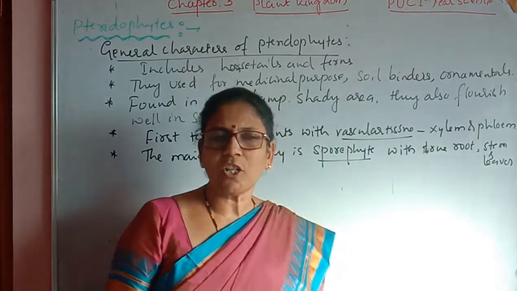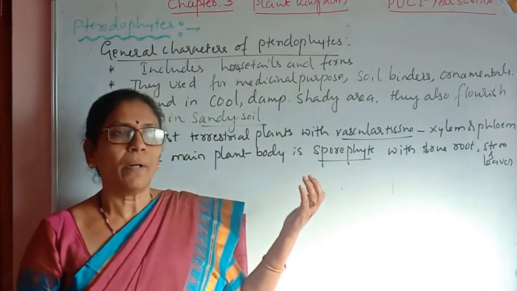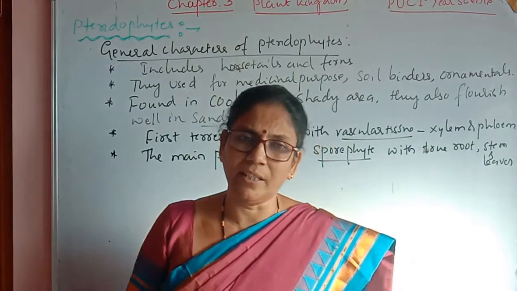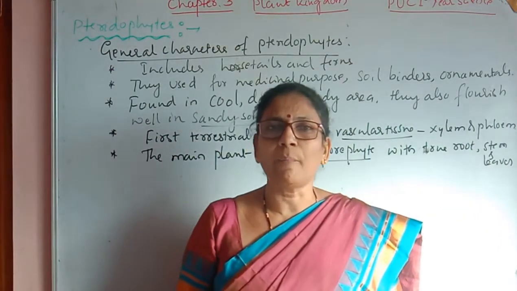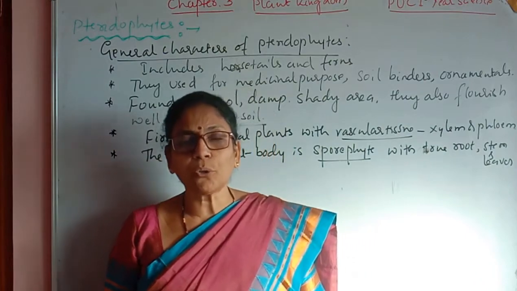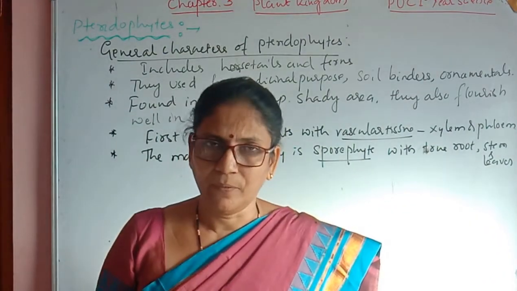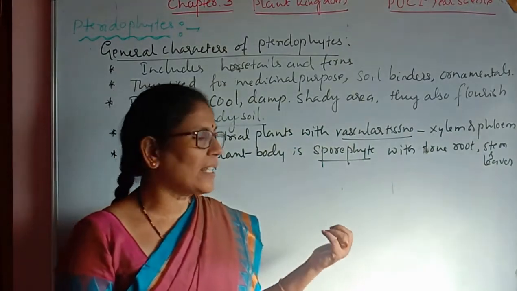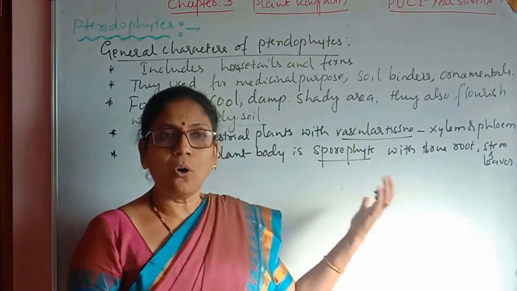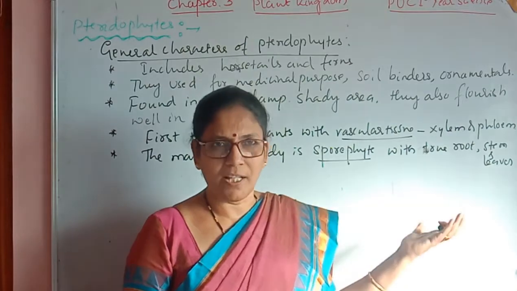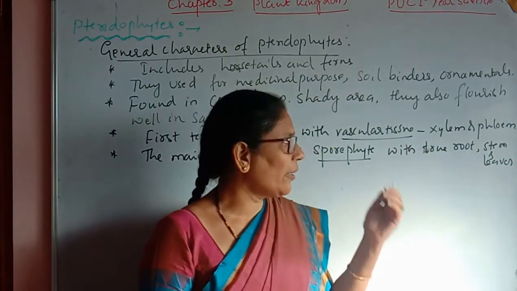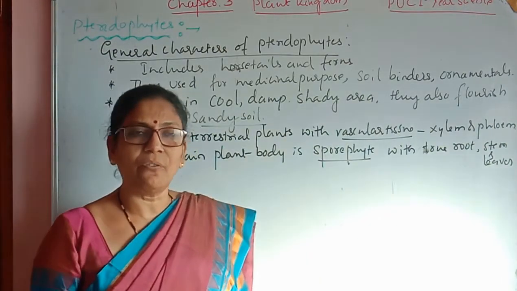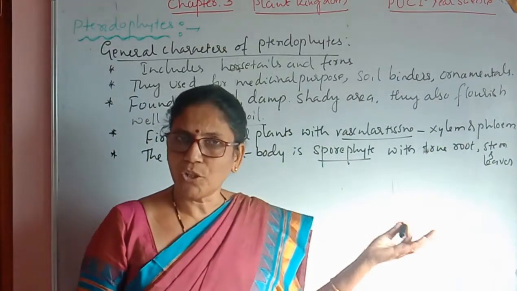So we can differentiate pteridophytes from the bryophytes by this character also, because in bryophytes the main plant body was gametophyte and there were no true root, stem and leaves. There were root-like, stem-like, leaf-like structures. But in pteridophytes we see all the well developed organs, and these well developed root, stem and leaves have well differentiated vascular tissues.